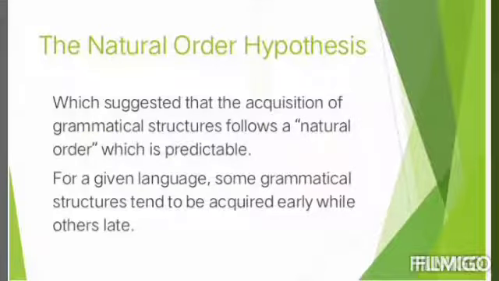First, we have the natural order hypothesis. So what is the natural order hypothesis? Krashen suggested that the acquisition of grammatical structures follows a natural order, which is predictable. It explains that we acquire, not learn, the parts of a language or grammatical structures in a predictable progression. There are some grammatical structures that are acquired early while others are acquired late.